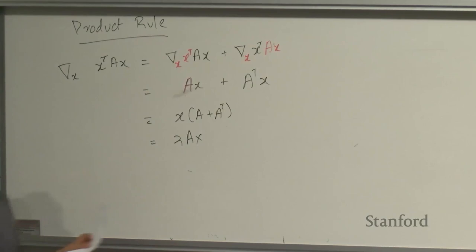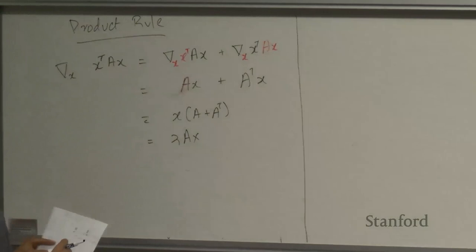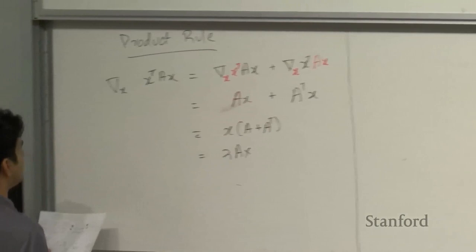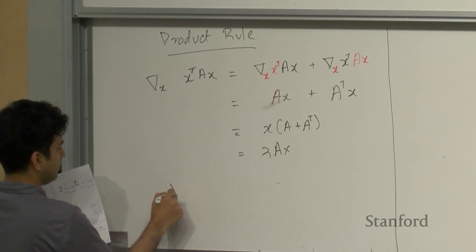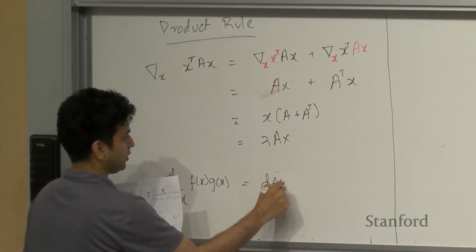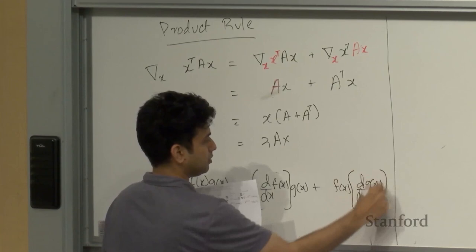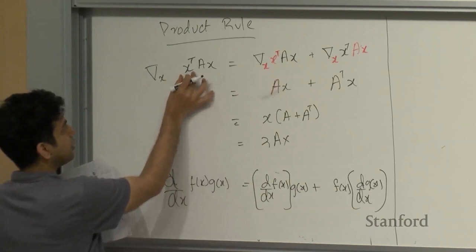Right. A few more matrix derivatives which are going to be very useful. Yeah, I'm sorry, what's the question? Oh, this is the product rule. So for example, when you are taking d by dx of f of x g of x, it is equal to d by dx of f of x times g of x plus f of x times d by dx of g of x. Right, this is the product rule, and this is the multivariate version of that. You think of this as f of x and g of x.